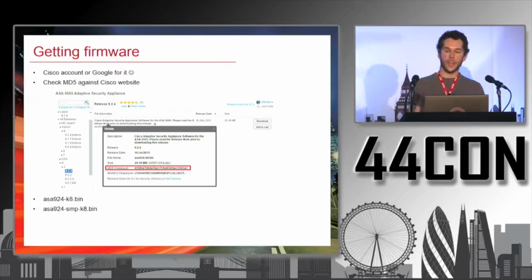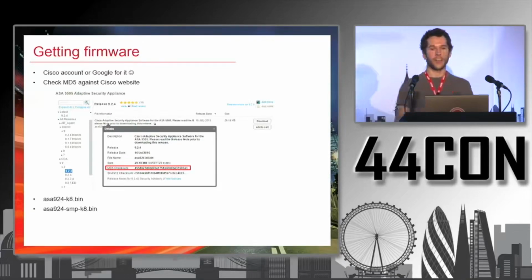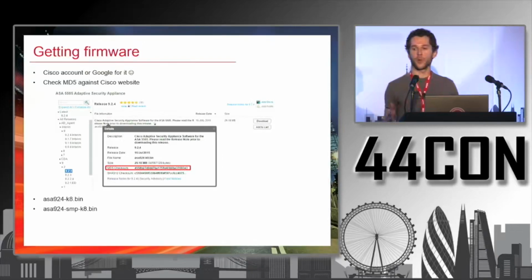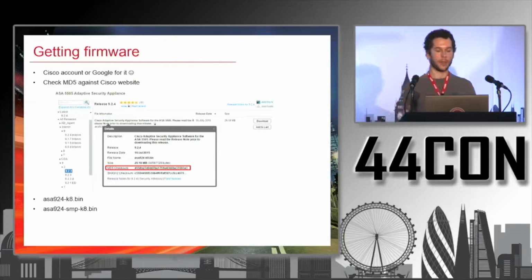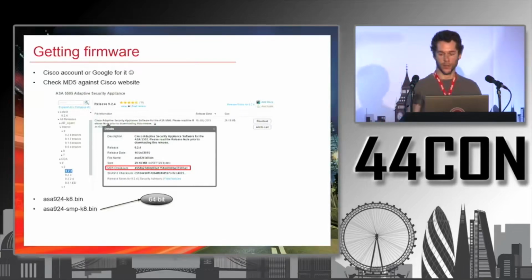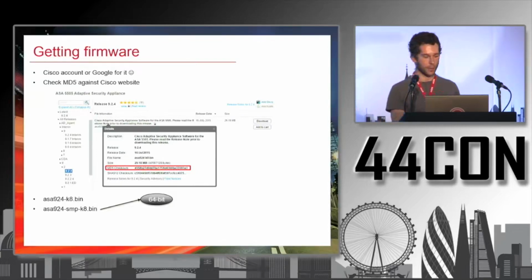So the way they named their firmware is ASA, then the version, .bin, basically. For example, you have ASA 924.bin, and you have ASA 924 SMP.bin. SMP is for multiprocessing, but actually, we figured out that usually, most of the time, it's 64-bit. So if you have SMP, you're pretty sure it's going to be 64-bit.